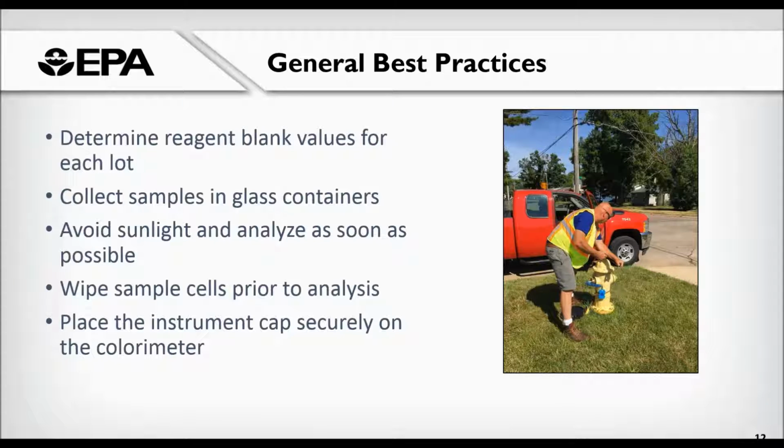And just a few other things. It's also recommended to wipe sample cells with a lint-free cloth prior to analysis. Oftentimes we'll see condensation form in the cells, but you can also get grease and fingerprints, and that may interfere with the results.